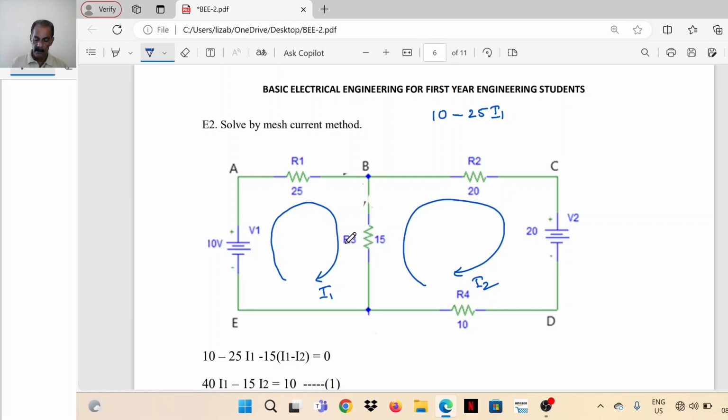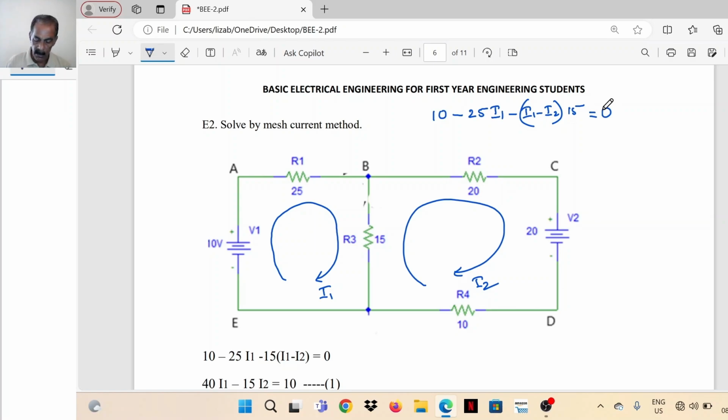Then for R3, there are two currents. I1 is from B to E and I2 is from E to B, in opposite directions. So the current through resistor R3, while writing the first mesh equation, you have to take as I1 minus I2. The resistor value is 15, so I1 minus I2 into 15, with a negative sign, equal to 0.